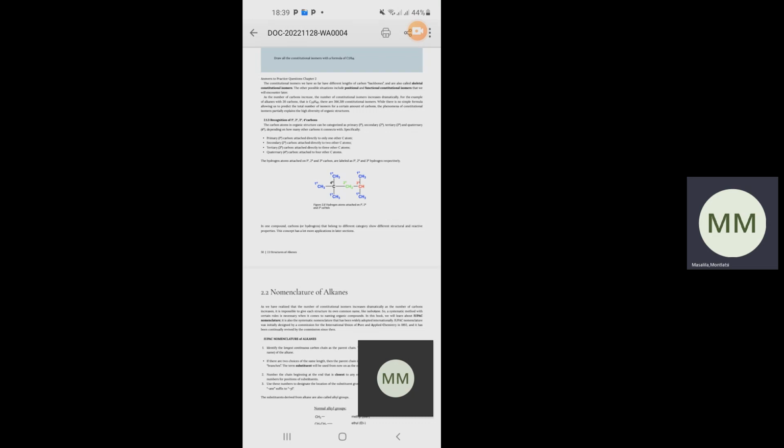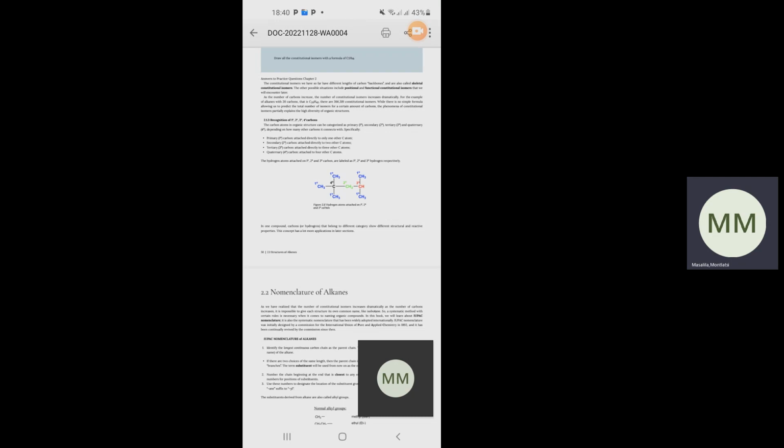So a primary carbon is a carbon which is directly attached to one carbon. Let's look at the case of methane. Methane is not attached to any other carbon, not attached to anything. So that carbon does not have a degree.